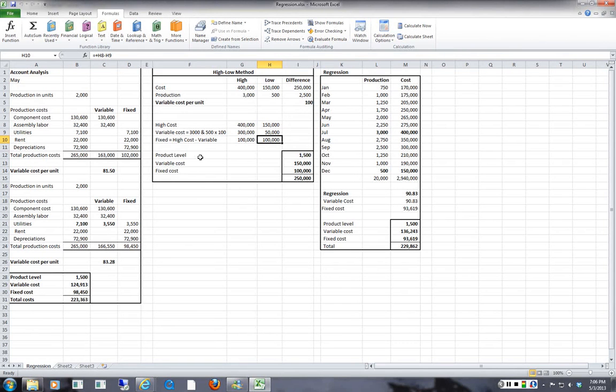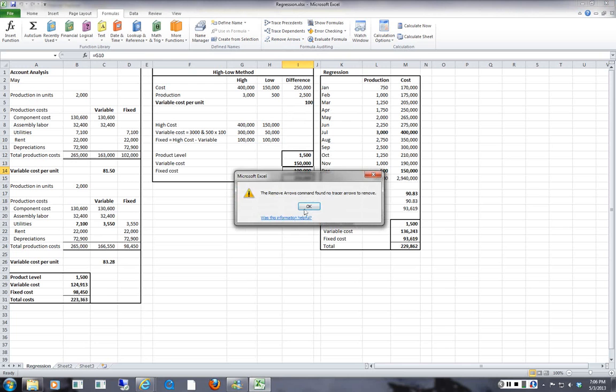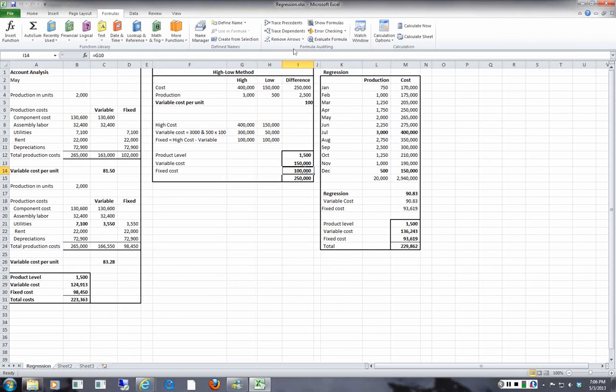Now we go down to the production level of 1,500 units, and we calculate our variable cost as $100 times the 1,500, which comes to $150,000. Then we take our fixed cost, $100,000, and add it to the 150,000. So our total cost based on this methodology is $250,000. It's a little higher than what we got with account analysis.